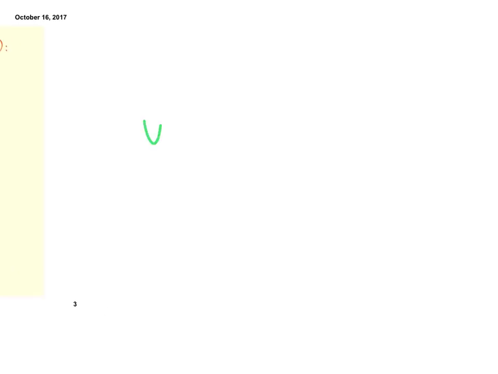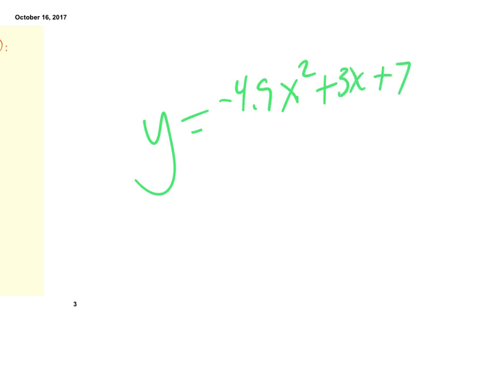If you have a parabola, everybody write this one: y equals negative 4.9x squared plus 3x plus 7. If I want the x-intercept, I just put y equal to 0. Does that instantly solve it for me? No. But then I use the quadratic what? Quadratic formula. Usually we call it the quadratic formula. This is a quadratic equation. So we don't say the quadratic equation, we usually say the quadratic formula.